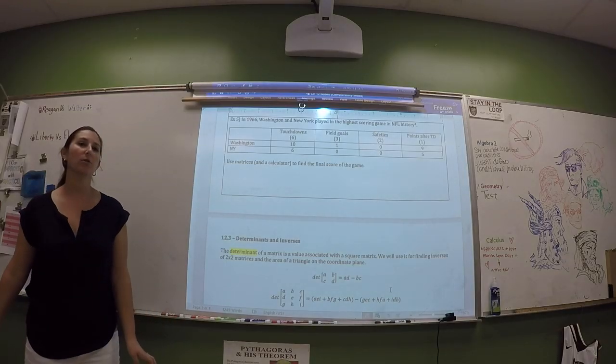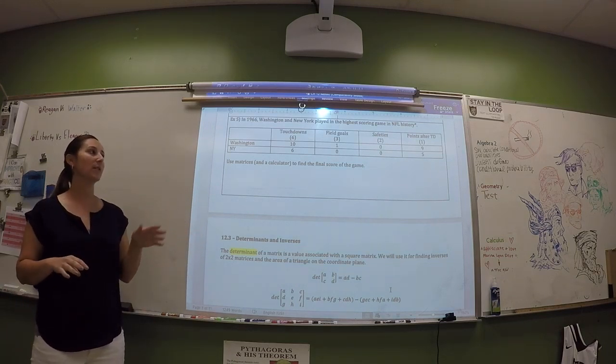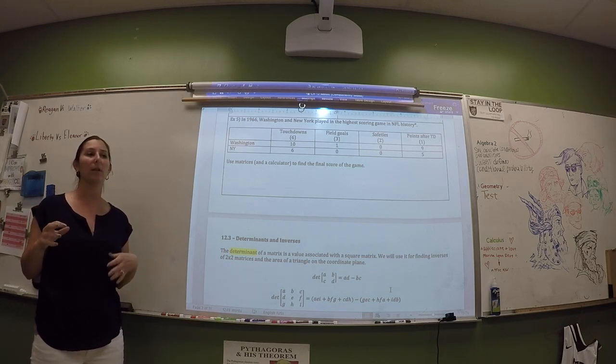Question to our matrices. This is a table displaying the number of touchdowns, field goals, safeties, and points after touchdown that were scored in a particular game.